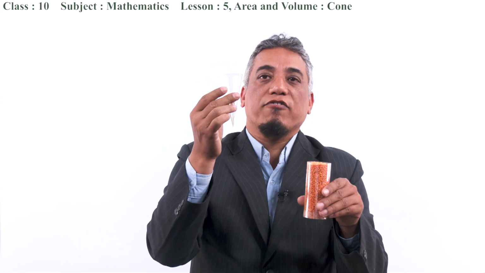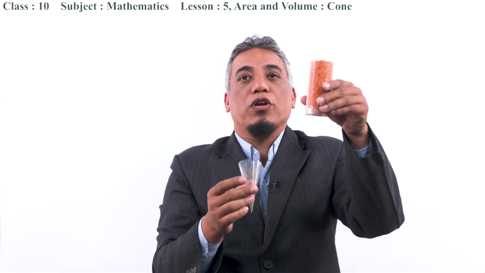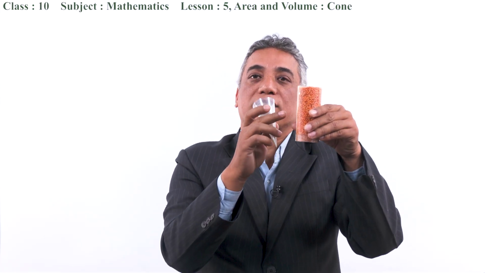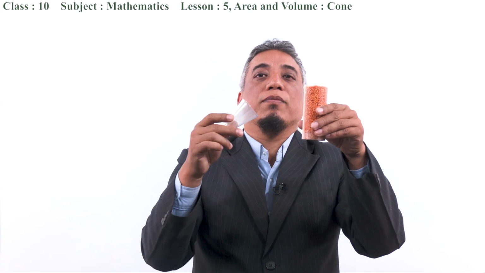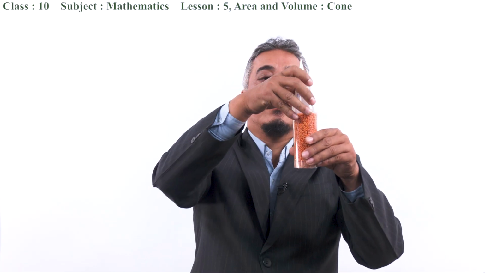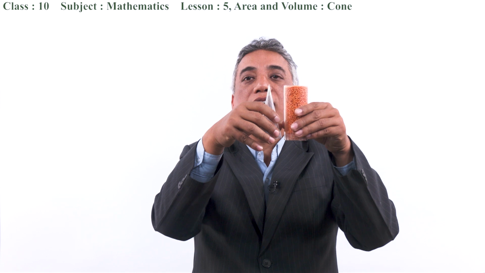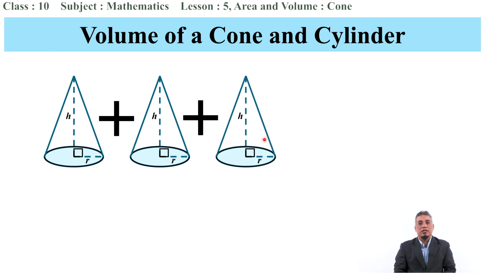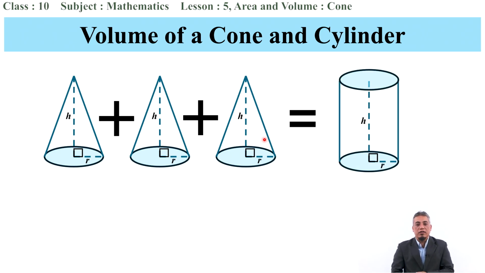Yes. 3 times the volume of the cone is equal to the volume of this cylinder. And we have taken the same base and same height. Yes. So, can we conclude like this now? This 3 times cone equals the cylinder in case of volume?